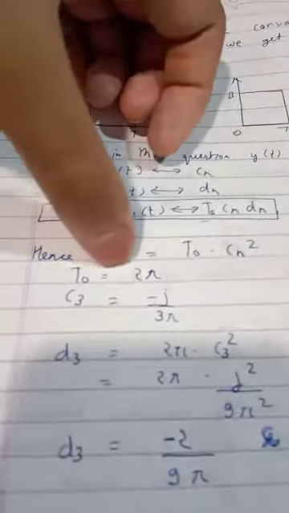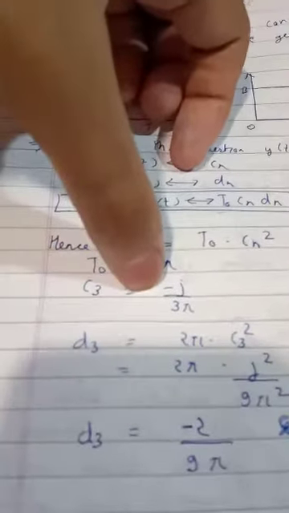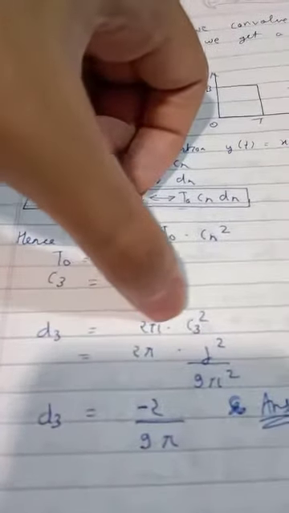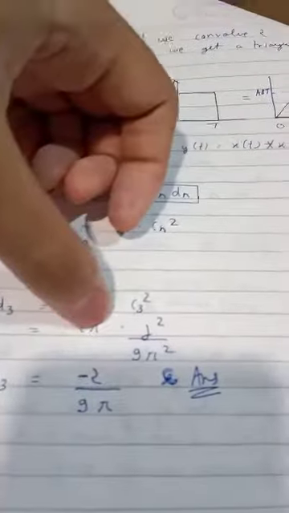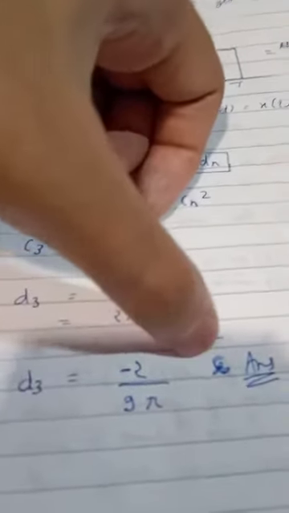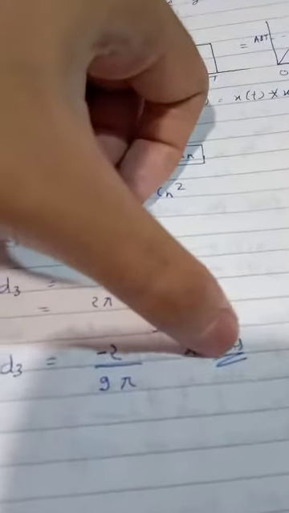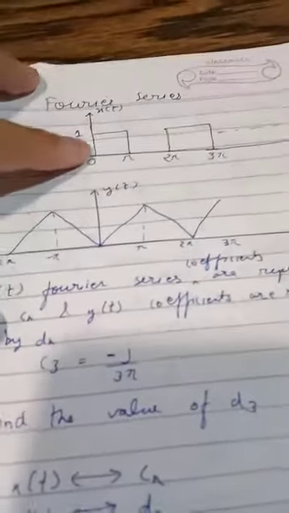So the fundamental time period here is 2 pi, and the value of c3 is minus j over 3 pi. We are given this in the question. So d3 will be equal to 2 pi times c3 square, which will be equal to 2 pi times j square over 9 pi square, which will be equal to minus 2 over 9 pi. So this is the solution for this question. In this, what we had to do was identify the relation between the two waveforms x of t and y of t, and we found that y of t is the convolution of x of t with itself. After that we just used the convolution property and found the answer.